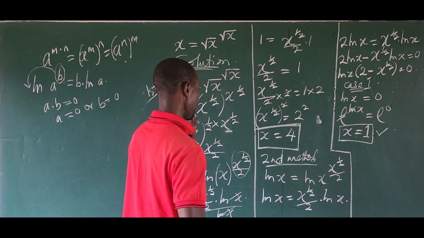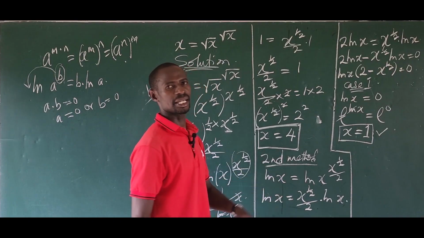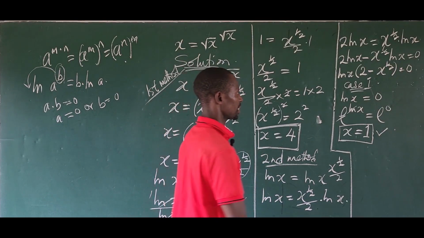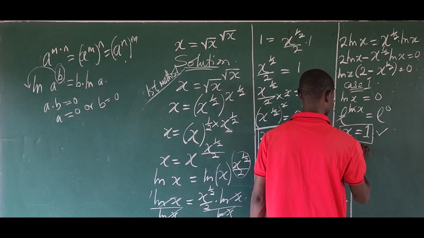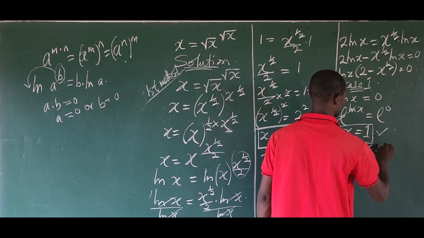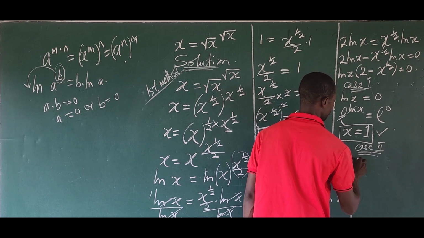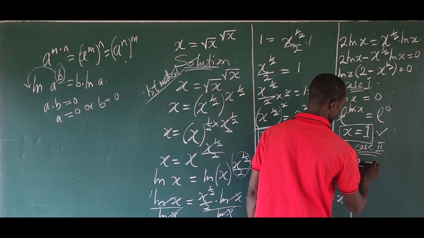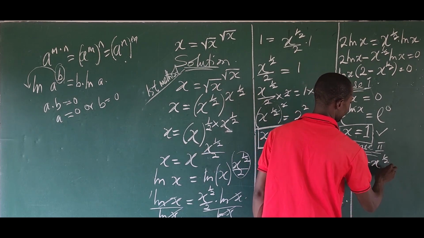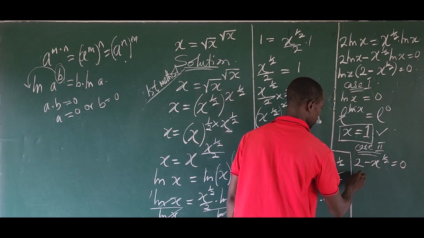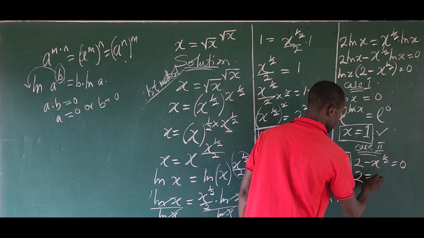So this is the plus 1 I told you, which by mere speculation is a root to this challenge here. Now, mind you, in our first method, we got 4. How do we get the 4 from this other system? We take our case 2. So from our case 2, that's where we're going to get our 4. Then we write the whole of the equation, which is 2 minus x to the power of 1 over 2 equal to 0. Then we send this to the other side to give us x to the power of 1 over 2.